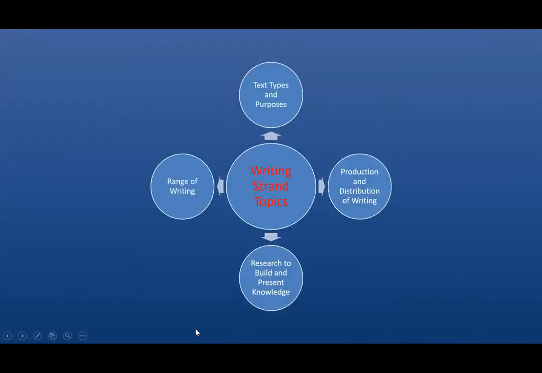Okay. So first of all, the writing strand topics. There are 4 topics under this strand: text types and purposes, production and distribution of writing, research to build and present knowledge, and range of writing. You're not memorizing this stuff. It's just like the learning target said, you just want to be able to explain the structure of this, okay? So don't get too hung up on this. You'll have this at your disposal when you write the curriculum, okay?